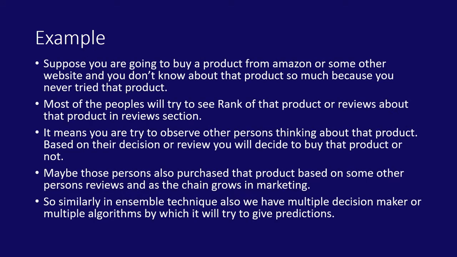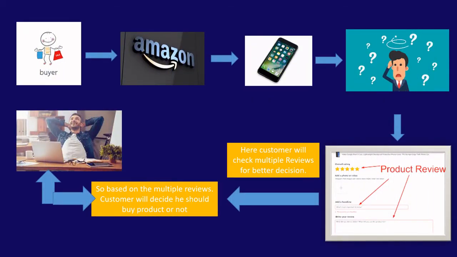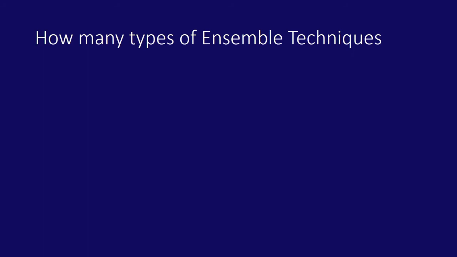Let's take an example. Suppose you are going to buy a product from Amazon or some other website and you don't know about that product so much because you never tried that product. Most people will try to see the rank of that product or reviews about that product in the reviews section. It means you are trying to observe other persons' thinking about that product. Based on their decision or review, you will decide to buy that product or not. Maybe those persons also purchased that product based on some other person's reviews, and so the chain grows in marketing. Similarly, in Ensemble technique also we have multiple decision makers or multiple algorithms by which it will try to give predictions.